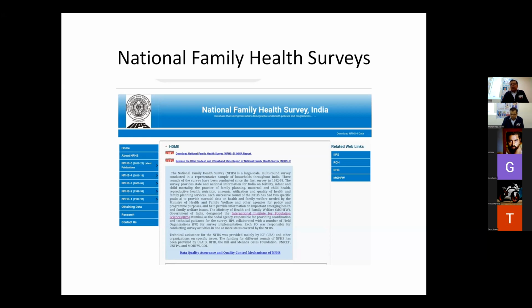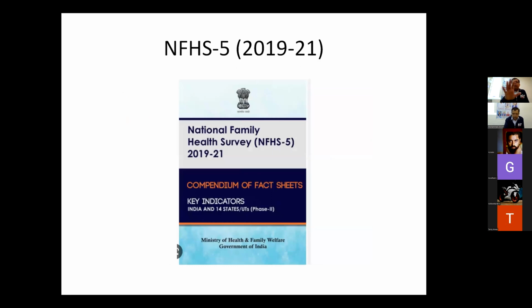So anybody who is looking at the health domain in the Indian context needs to go through the NFHS data systematically and carefully. A huge amount of information is provided. I hope you got an idea, and this data is freely available and accessible. So anybody can access this data and make use of it. And now NFHS 5, this is one of the front pages of the comprehensive report.